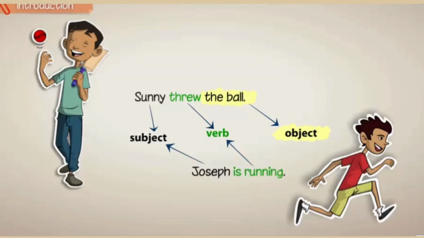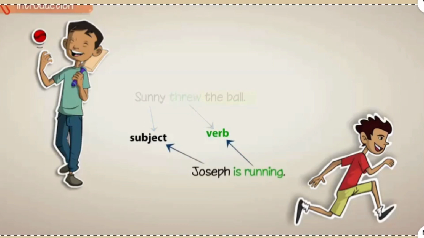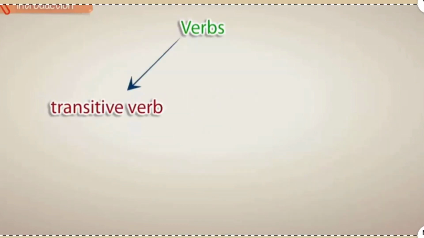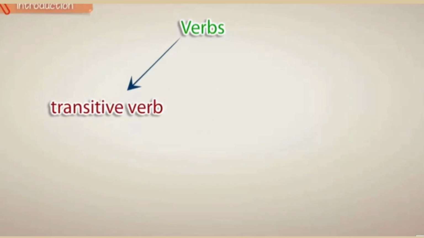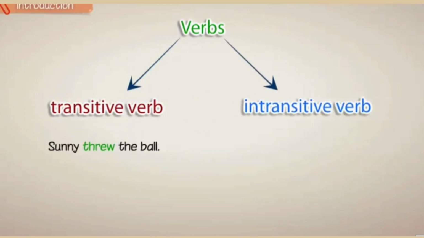Now, what if we remove the object from the first sentence? The sentence does not make sense anymore. On the other hand, even without an object, the second sentence makes complete sense. A verb that takes an object is called a transitive verb, whereas a verb that has no object is called an intransitive verb. Let's learn about transitive and intransitive verbs.